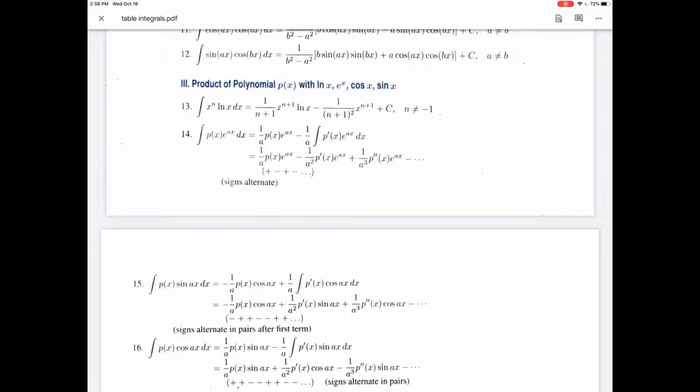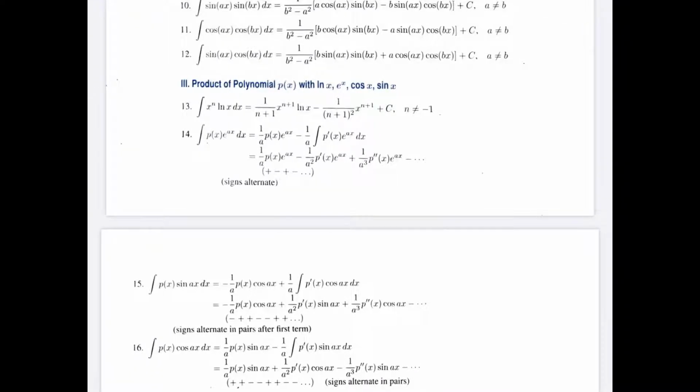What should this look like? Well, it looks like 1 over a to whatever the power of inside e is, p of x times e to the ax, and then minus 1 over a integral p prime e to the ax. So it takes care of that integration by parts for us. We don't have to choose the u and dv. This table has it kind of figured out already.